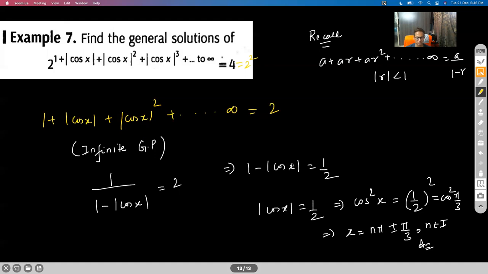Let's discuss now some important types of questions. Let me first start with this type of question, which is normally asked in your competitive exams: A cos x plus B sin x equal to C. You can also call it A sin x plus B cos x equal to C, doesn't matter. So how do we solve this kind of question? A cos x plus B sin x equal to C.